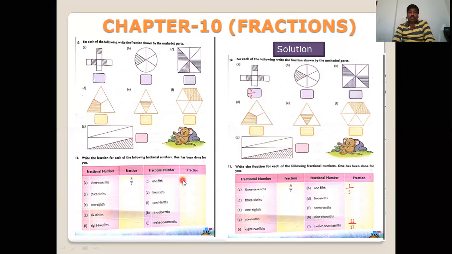Now this is question number 11. Write the fraction for each of the following. Number one has been done for you. 3 7. 3 is right above and 7 is below it. And now in this way we can solve 1/5. 1 is right above and 5 is under it. And now the last question, 12 over 17, where 12 is right here and 17 is right below it. So we can solve this type of question in the same way. I have done two questions in it.